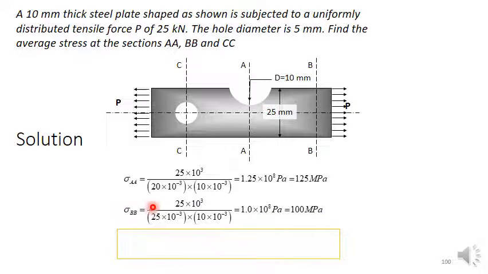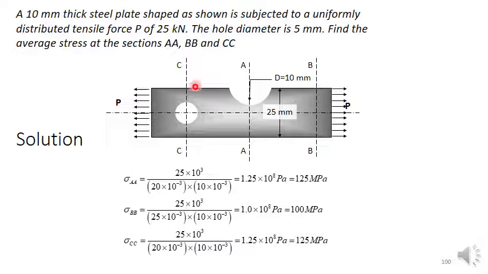Similarly, in section BB, you are getting load 25, which is the same, 10 thickness, which is the same. The cross section is 25 because there is no hole or discontinuity across this section. So the stress is 100 megapascal.